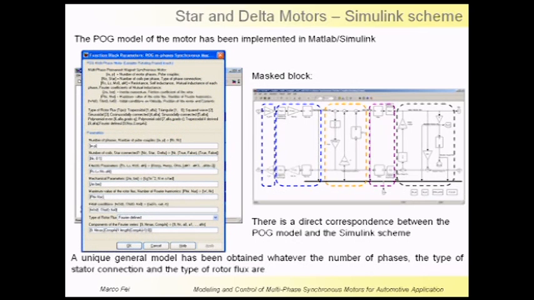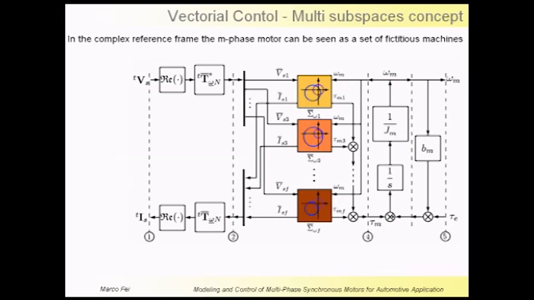Note that thanks to this graphical user interface, a user can modify the number of phases, the type of stator connection, the electrical parameters, the mechanical ones, and so on. Let me now move on to talk about the control of this type of motor. As I previously said, a multi-phase synchronous motor can be seen as a set of separated fictitious machines, as shown here. And the torque generated by the motor is equal to the real part of the scalar product between the transformed current vector and the torque one.